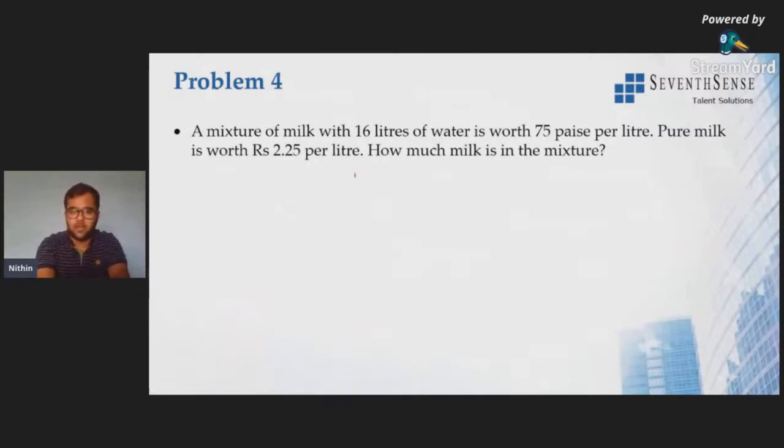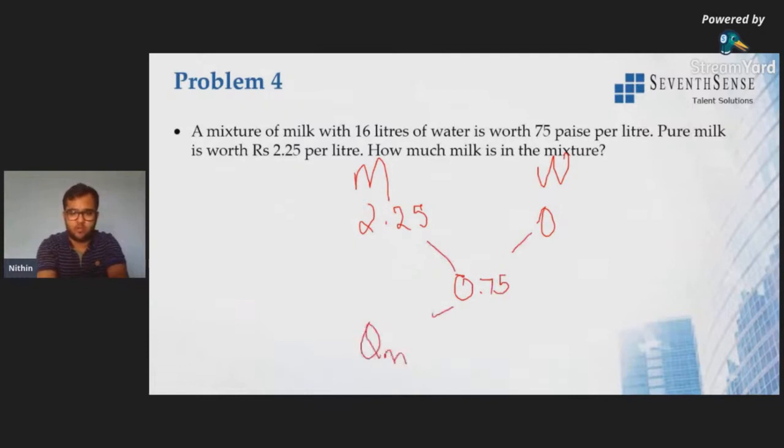So we'll just take milk, which is 2.25 rupees per liter. Water is 0, so the mixture is 75 paise per liter. Okay, it means 0.75 rupees, right? So we need to find out what is the quantity of milk and quantity of water in the mixture, right? So that is 0.75 here.